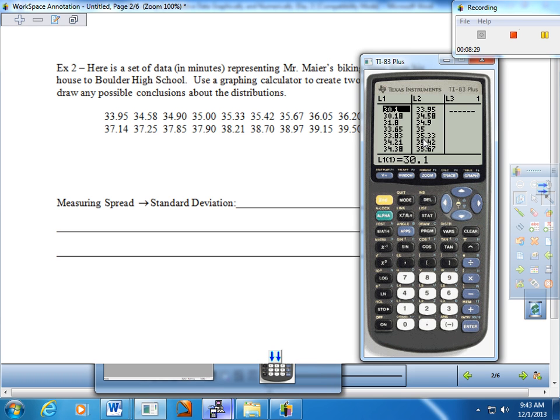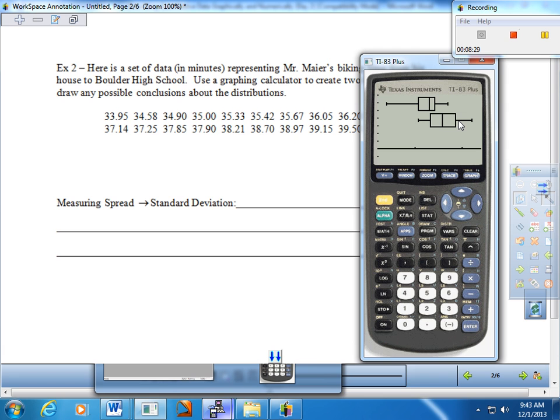All right, so let's take a look. We've got 2 box and whisker plots. I believe everything is set up. And just remember, all you have to do to see the best window possible is hit Zoom and number 9, and there you go. So I believe this is the one from example 1. This is in the afternoon. This is from example 2. This is my morning ride.